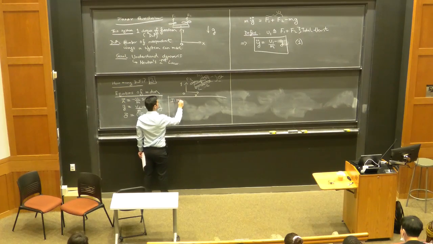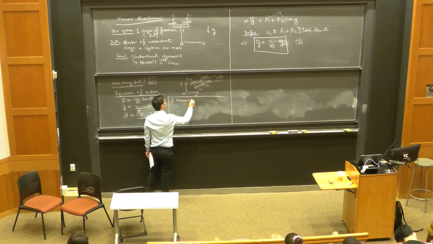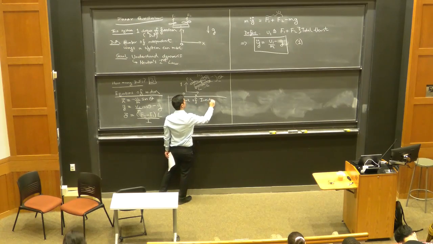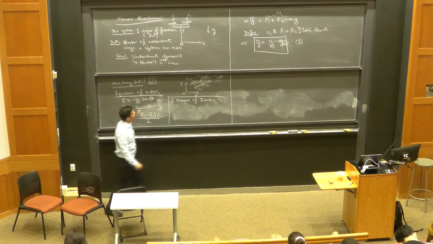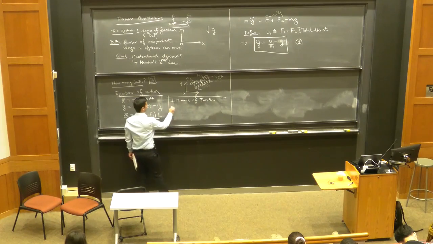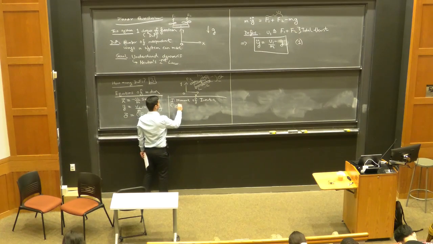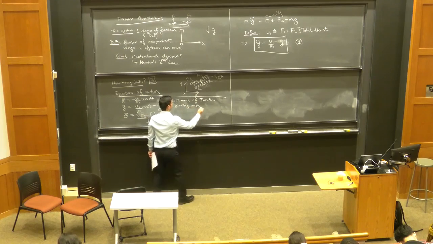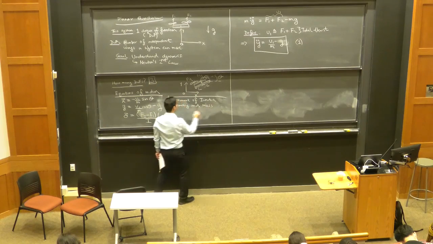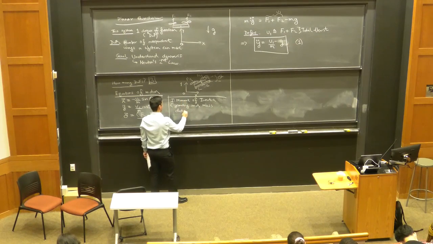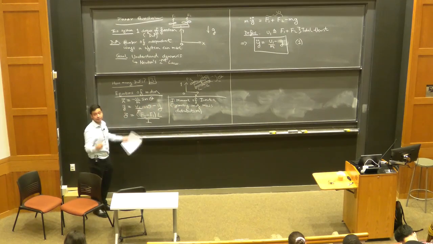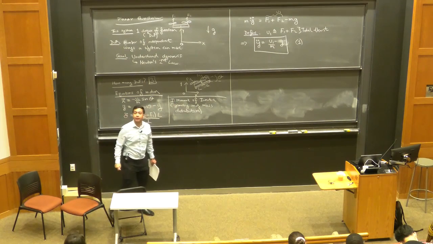So this is the moment of inertia of the drone, which has to do with the geometry and mass distribution of the drone. So how the mass is spread out.